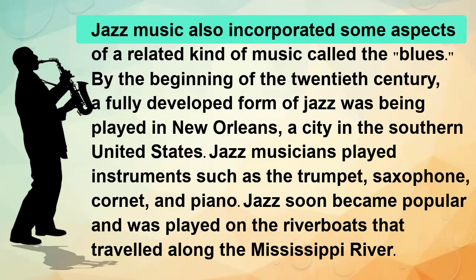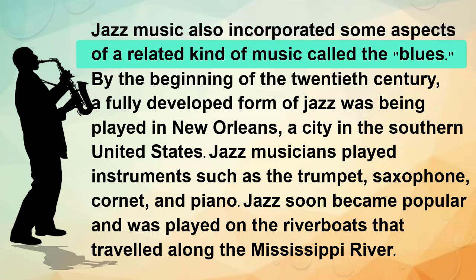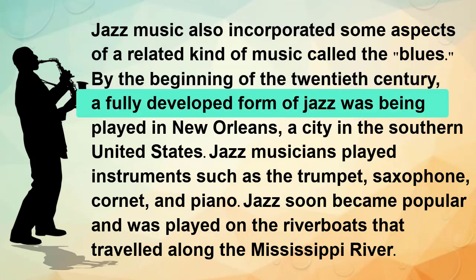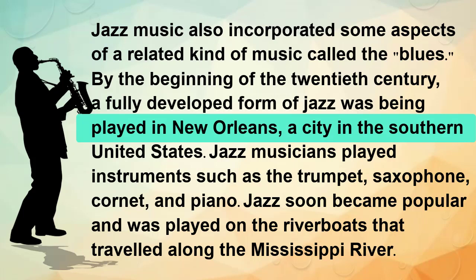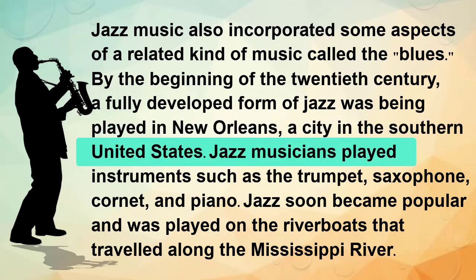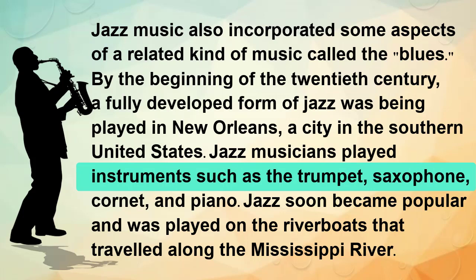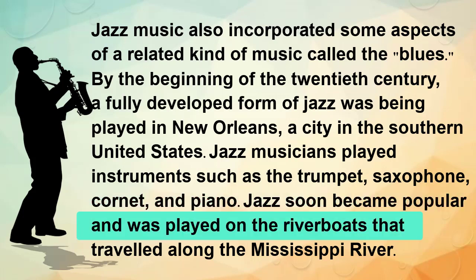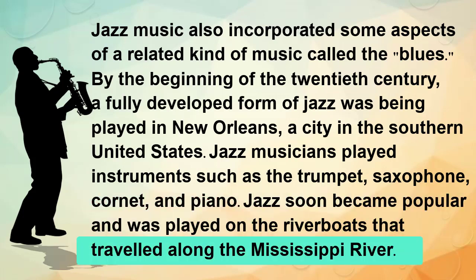Jazz music also incorporated some aspects of a related kind of music called the blues. By the beginning of the 20th century, a fully developed form of jazz was being played in New Orleans, a city in the southern United States. Jazz musicians played instruments such as the trumpet, saxophone, cornet, and piano. Jazz soon became popular and was played on the riverboats that traveled along the Mississippi River.